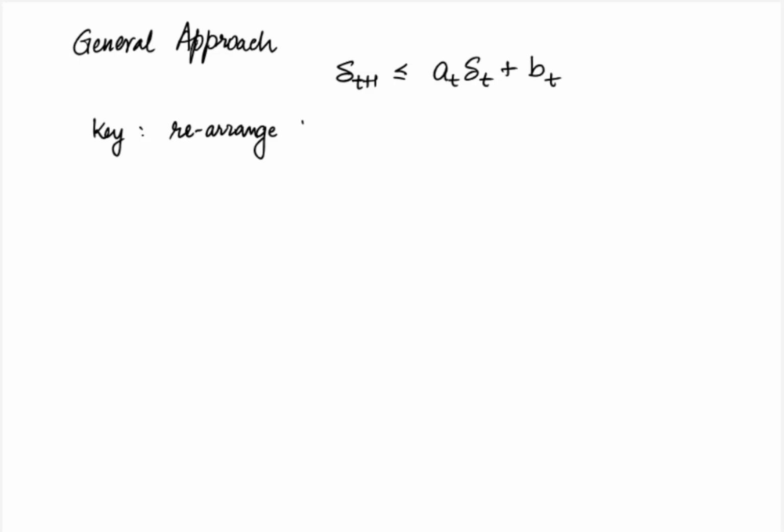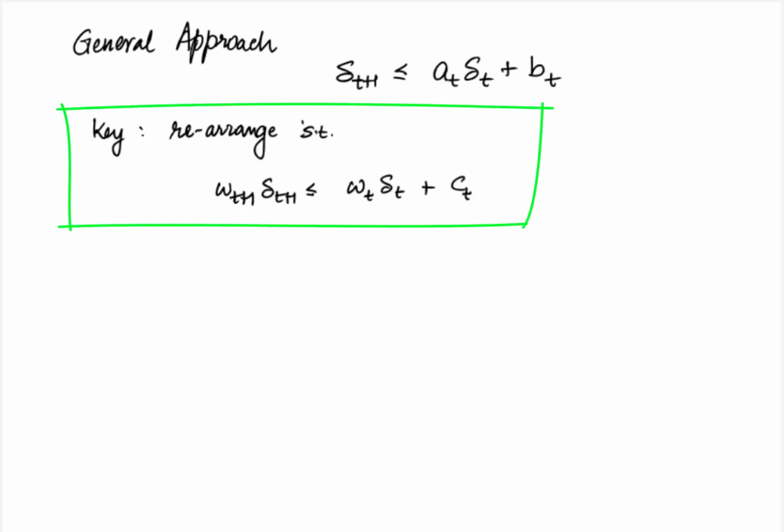Imagine, for instance, that we could arrange it in such a way so as for it to look like omega t plus 1 delta t plus 1 less than or equal to omega t into delta t plus c_t, where omega t is some sequence. In this case, you can see the telescopic sum can be applied since the quantity omega t delta t appears in two such equations. One on the right hand side, as in the equation which is given for iteration t, but also on the left hand side for iteration t minus 1.